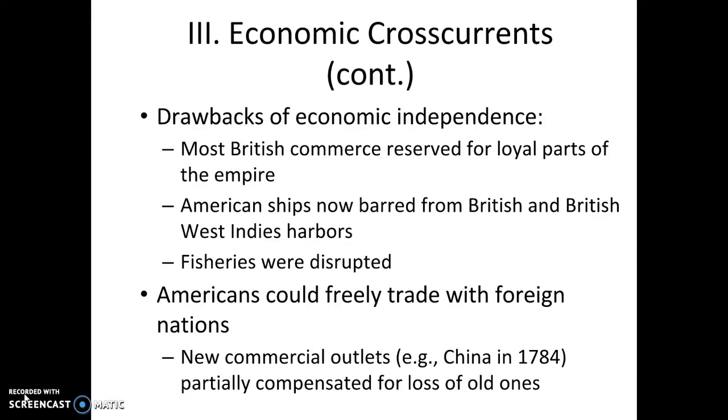American ships are now barred from British and British West India harbors. So again, your southern colonies' trade is kind of stifled in the beginning because they really don't have many other options, since the only people that they've traded with were the British. Fisheries are going to be disrupted up in the north because, again, of fishing lanes and things like that. American colonies can now freely trade with other nations, and that does bring some benefits in terms of new places to trade your goods, such as China, for example. So we began trading with China even very early on in our political lives.